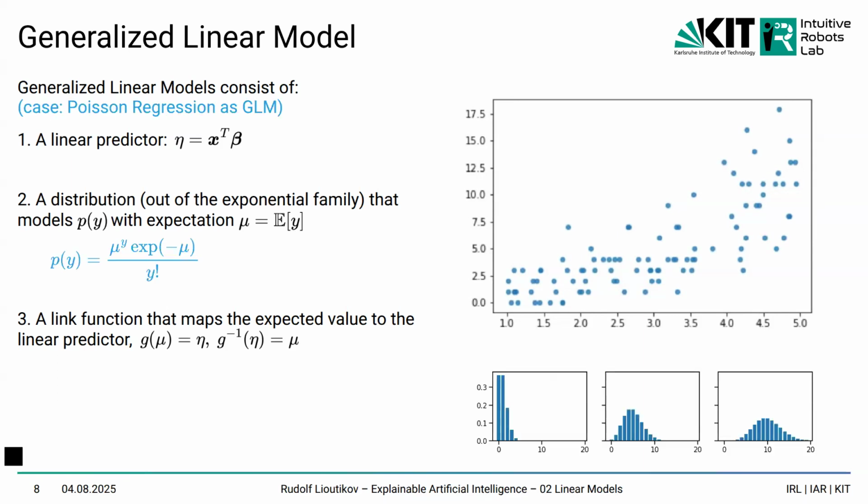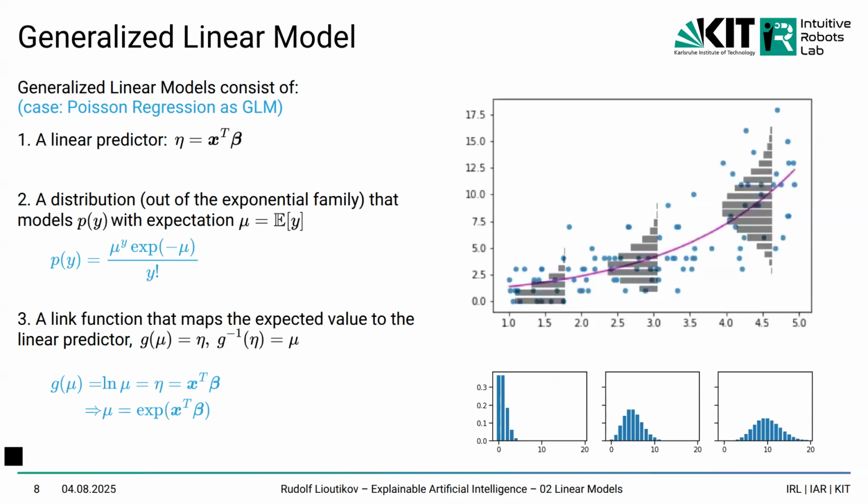So we can model it as a Poisson distribution, which looks pretty much like this: we have our mean to the power of y times the exponential of minus the mean, divided by y factorial. This leads us to Poisson regression. In addition, we need to establish the link function. In this case, it's luckily, not luckily, but intentionally, just the exponential, so we get from our linear mapping to our mean by taking the exponential.